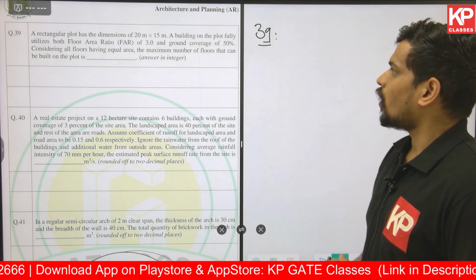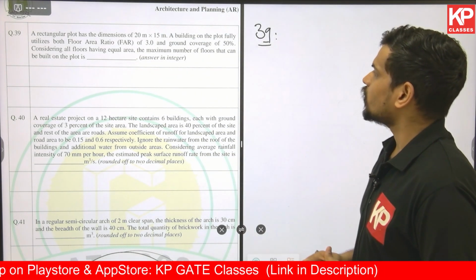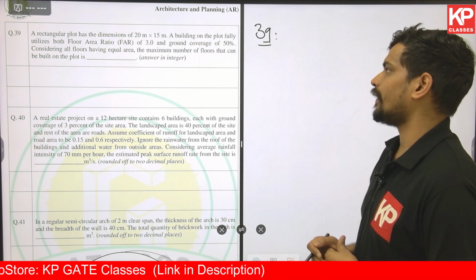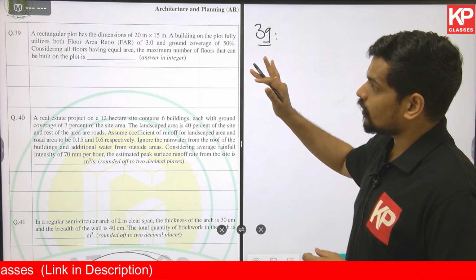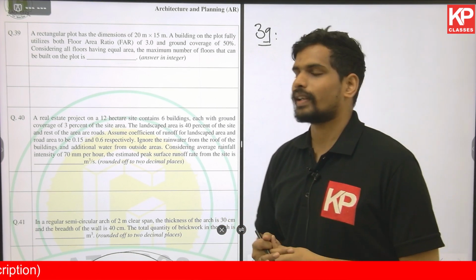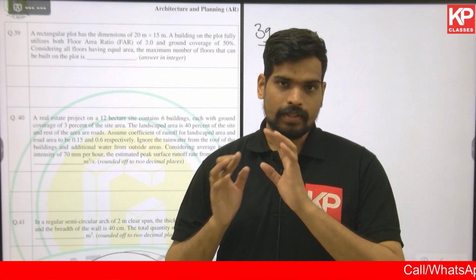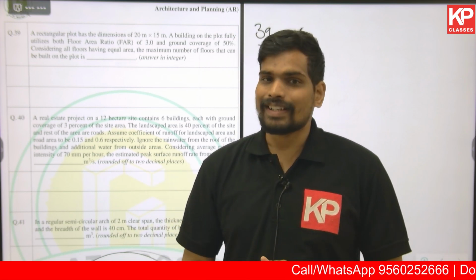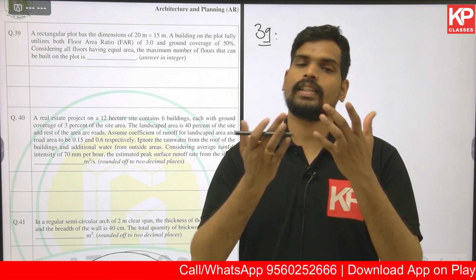A rectangular plot has the dimensions of 20 into 15 meter. A building on the plot fully utilizes both FAR of 3 and ground coverage of 50%. Considering all floors have equal area, the maximum number of floors that can be built in the plot is dash. So you have a plot, and FAR is given, wherein they are saying that the complete FAR is being utilized. Maximum ground coverage is given as 50%, and they're saying that it is also utilized. They're asking the number of floors.